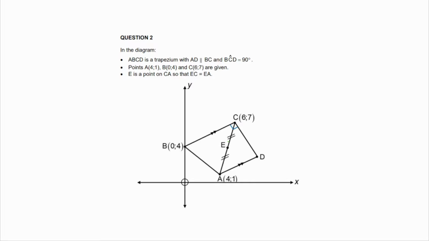Let's see if they've given that. So AD is parallel to BC, that's given, no problem. BCD is 90. Okay, let's not forget that. It's 90 over there. They give us the points A, B, C. They're given E is a point on that such that EC is equal to EA. So this is a midpoint over here, and we can work out the coordinates of this pretty easily because we have C and A over there.